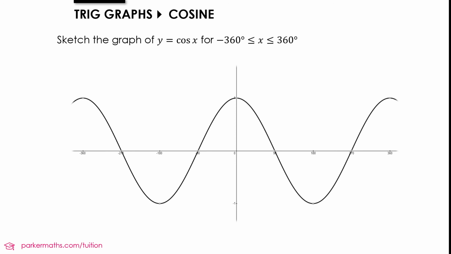Cos of 90 is 0. Cos 180 is negative 1. Cos 270 is 0. And then we get back to the beginning, and cos 360 equals 1. Just like with the sine graph, the graph repeats itself every 360 degrees. And so we could continue the graph indefinitely in either the positive direction or the negative direction.